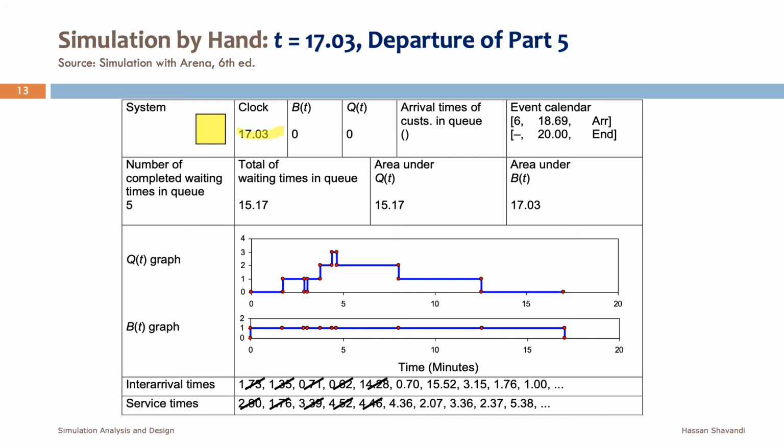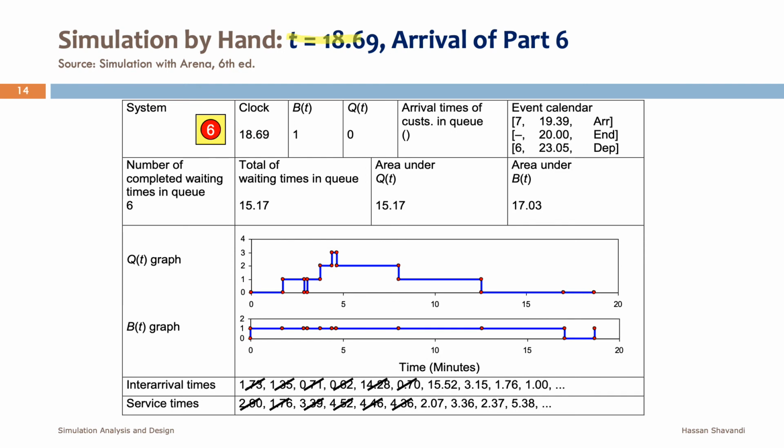There is no part in the line, so the server becomes idle and the line becomes empty. Here again you see how QT and BT change. At this time BT becomes 0, and Q also becomes 0. So this is our updated FEL. The next event will be the arrival of part number 6 at time 18.69, and the other one will be the end at time 20. So we jump from 17.03 to 18.69.